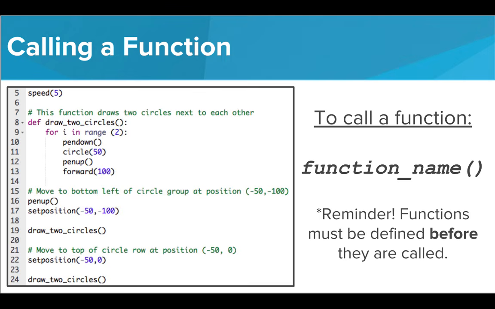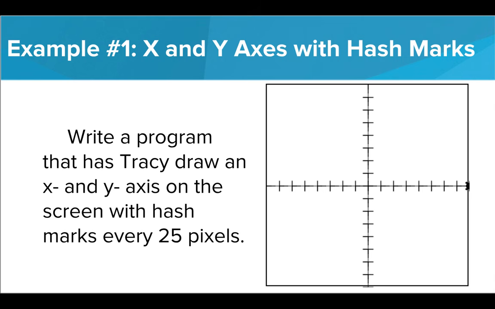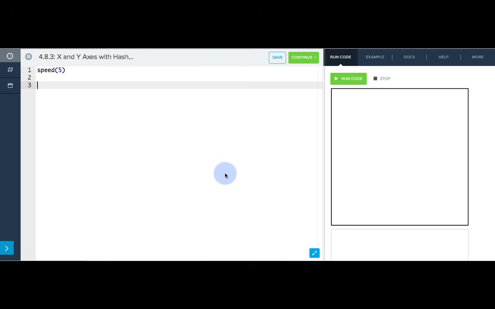Let's go through an example to see functions in action. In this example, we want to enhance the X and Y axis program we previously wrote to now include hash marks every 25 pixels. Let's first focus on our y-axis. To place Tracy where we need her, at the top of the y-axis, we can write pen up, and then set position 0, 200. I want Tracy to face down, and she's currently facing right, so I'm going to use right 90.